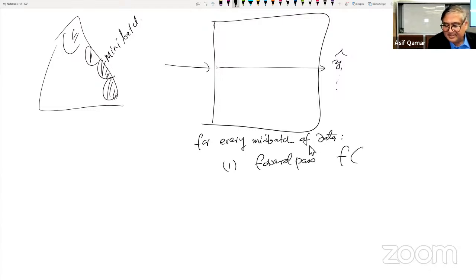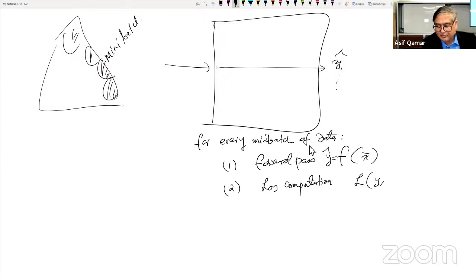What is that? That is just f(x), isn't it? Number 2, that becomes your y-hat. Then loss computation: whatever your loss formula is, compare it to the ground truth. Are we together, guys?